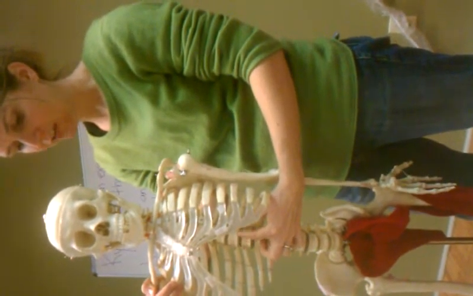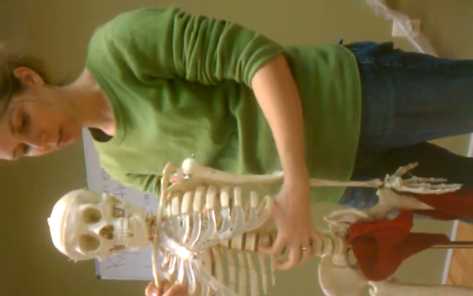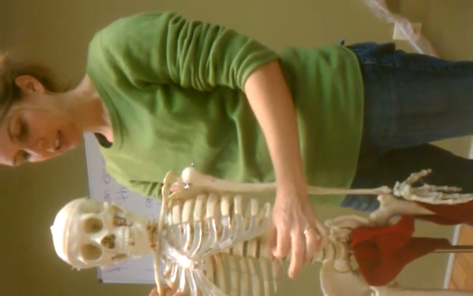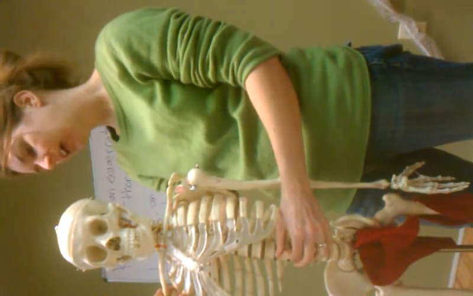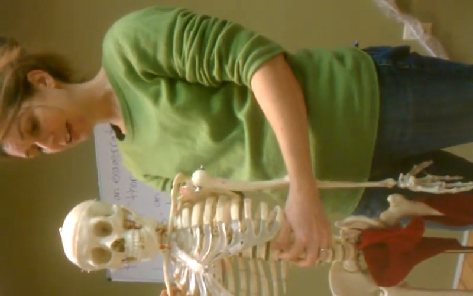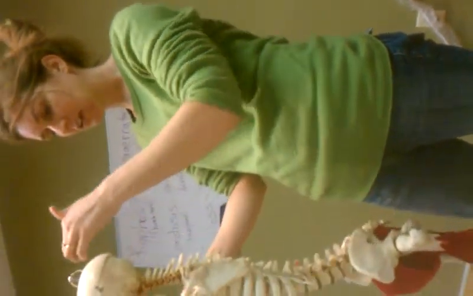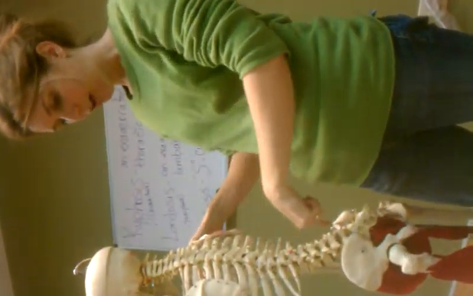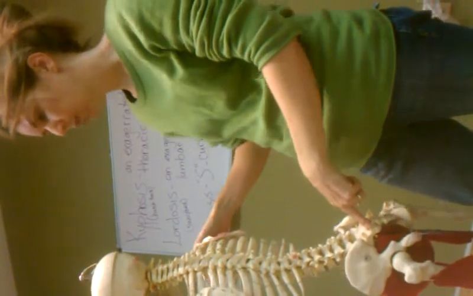The disc is made out of cartilage and allows for separation between the vertebrae. Each vertebra has a hole in it, and that hole is called the vertebral canal. It allows a space for the spinal cord to go all the way through your vertebrae.